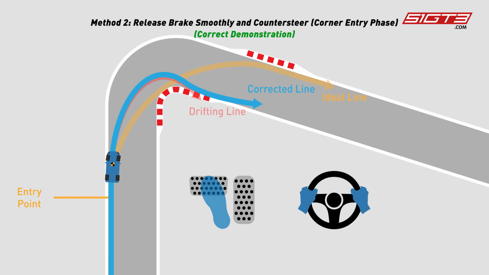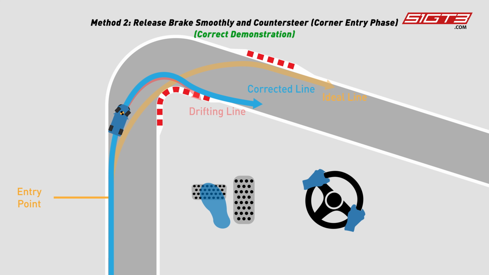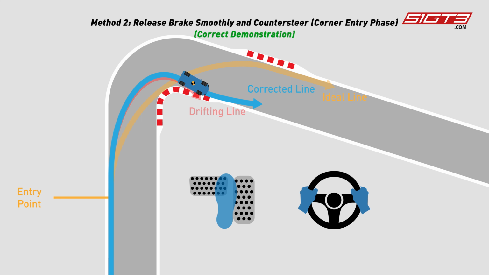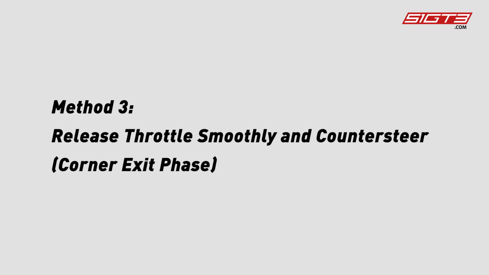What we want to do is release the brakes gradually and countersteer to control the weight transfer as soon as we detect any sign of oversteer. In this case, the pressure on the rear tires will not be lifted drastically, securing enough grip on the rear tires to avoid oversteer. Method 3 is to release the throttle steadily and countersteer during the corner exit phase.